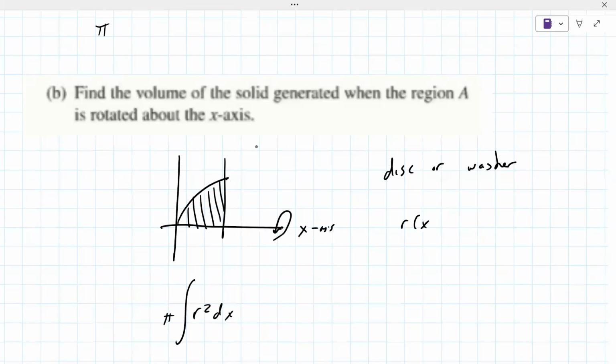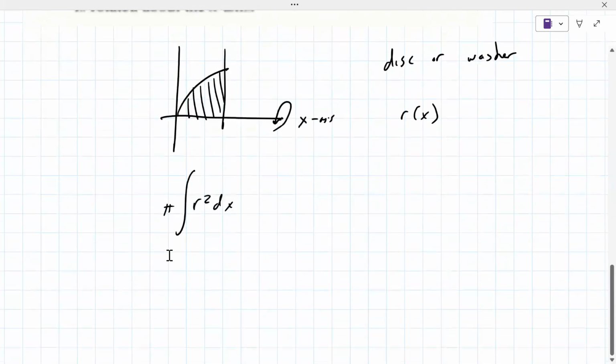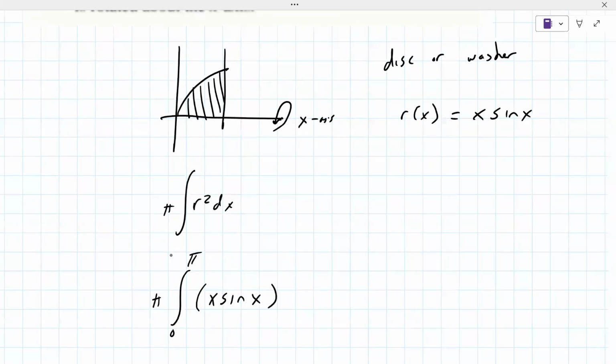R is really a function of x. So in this problem, it's pi integral 0 to pi. Your radius is the y, it's x sine x. So it's x sine x squared dx. I don't know why you wouldn't just go right to your calculator here. Okay, then if we can just use our calculator, then I'll be fine.